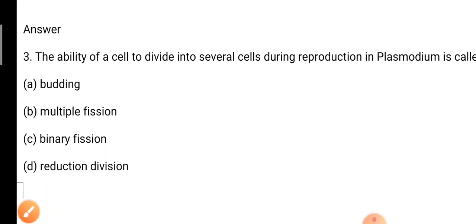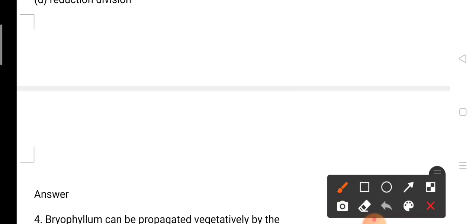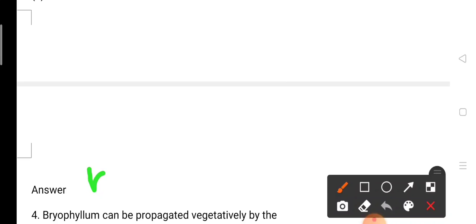The third question is: the ability of a cell to divide into several cells during reproduction in Plasmodium is called. In Plasmodium we have discussed that the process of reproduction takes place through multiple fission. The options given here are budding, multiple fission, binary fission, reduction division. So our answer will be multiple fission, which is option B.